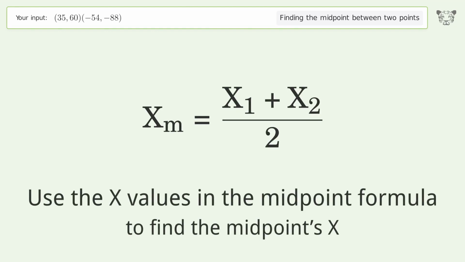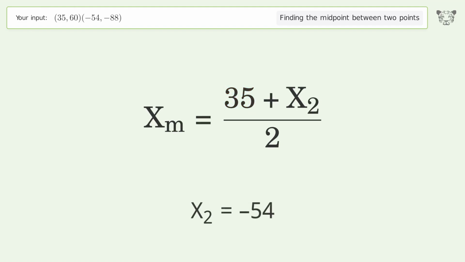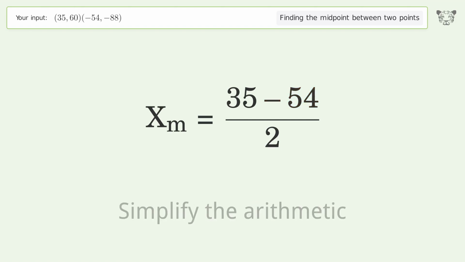Use the x values in the midpoint formula to find the midpoint's x. x1 equals 35. x2 equals -54. Simplify the arithmetic.